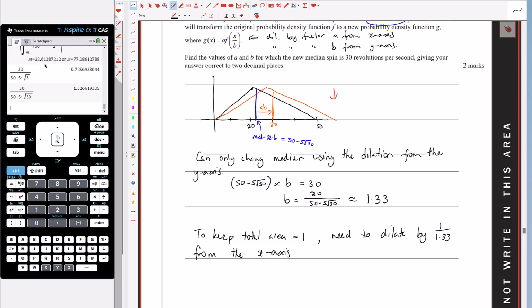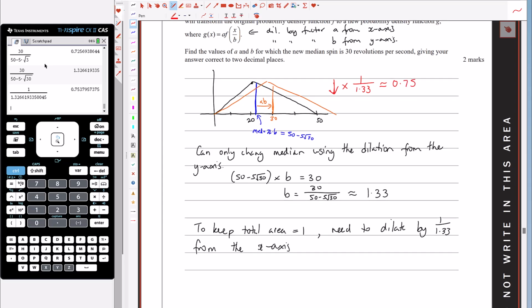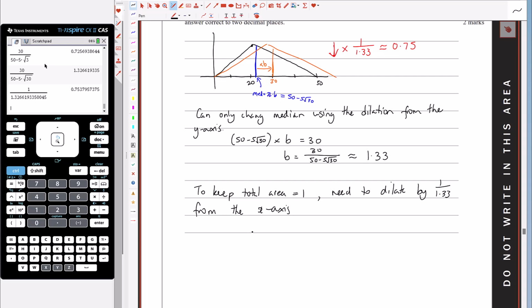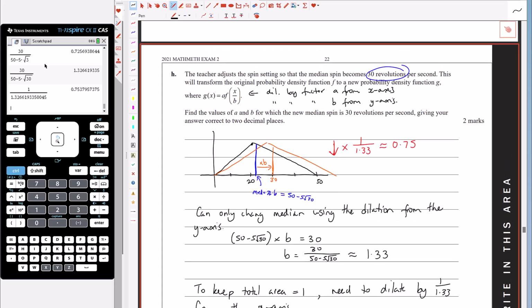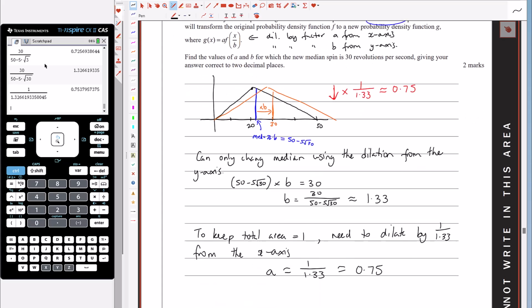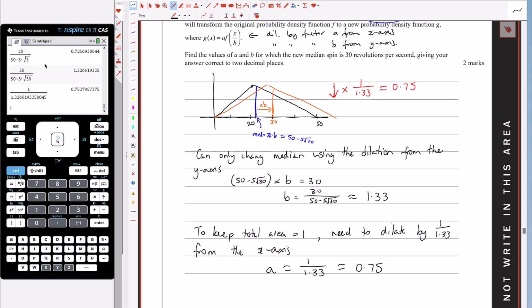Okay, so we're now going to need to, as I said, squash things down this way by a factor of 1 on 1.33. So 1 on that is 0.75. Okay, so that means that a is going to be 1 on 1.33, and so therefore that is 0.75. So if we dilate by a factor of 1.33 from the y-axis, we make the median 30, and then we need to dilate by a factor of 0.75 from the x-axis in order to keep the area at 1.